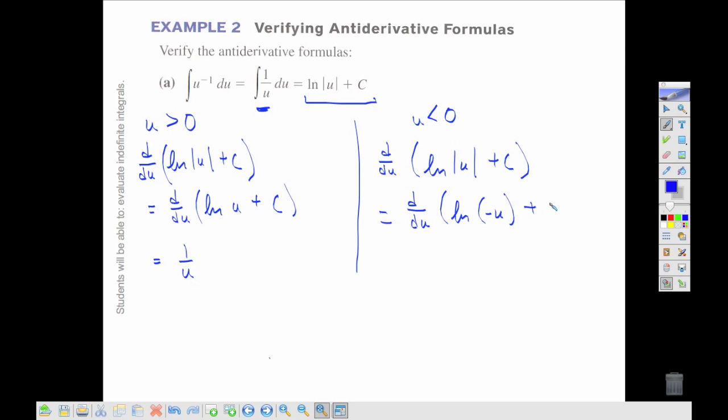That will change it to a positive number, and then that will give us, when we take our derivative of that, we'll need to use the chain rule. 1 over negative u, okay, so 1 over whatever's inside, times the derivative of whatever's inside. The derivative of negative u would be negative 1. And then again, plus 0 there for that c. The negative and the negative cancel out and give me 1 over u. So in both cases, I'm getting 1 over u, so we verified that this is the correct antiderivative of 1 over u.